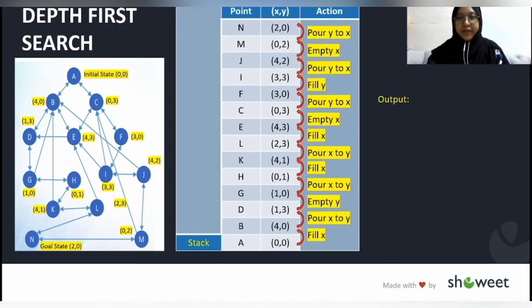Hello everyone, my name is Siti and I will explain how to solve the problem using depth first search. Okay, so here we start from A, which is initially 0 and 0. So we put the output here and on the stack. From A we can go to B or C. We choose B according to the order.